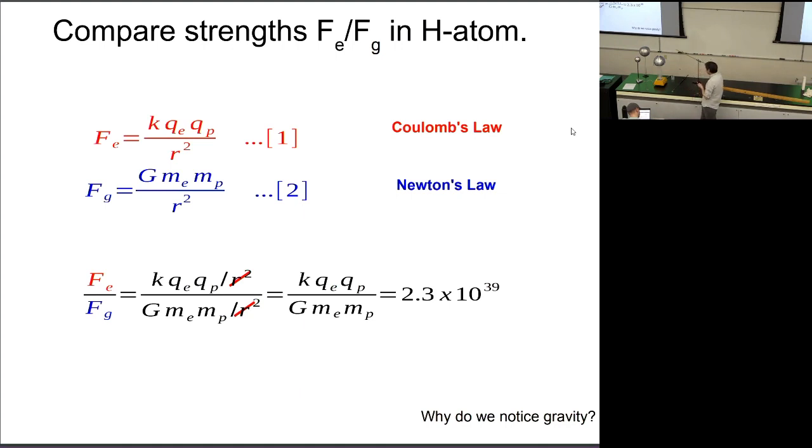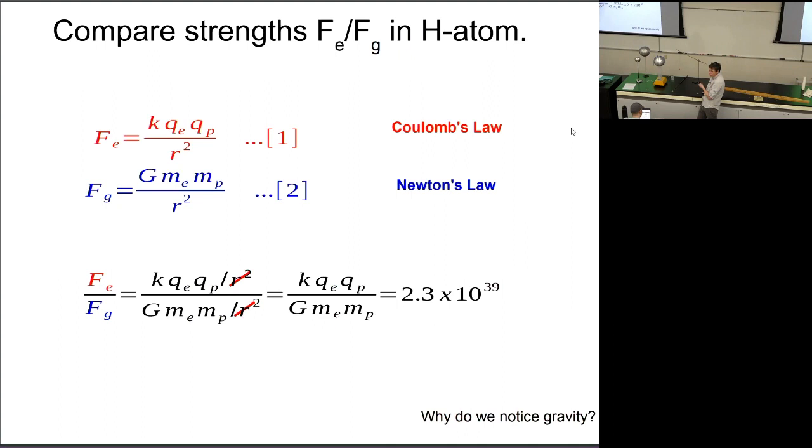Okay, so we'll cancel that out. And all I've got to do is calculate this quantity here. If you look at this quantity, it's the ratio of the constants for the forces times the ratio of the product of the charges divided by the product of the masses. These are the 6 numbers I wrote down on the last slide. So we can just plug in those 6 numbers.